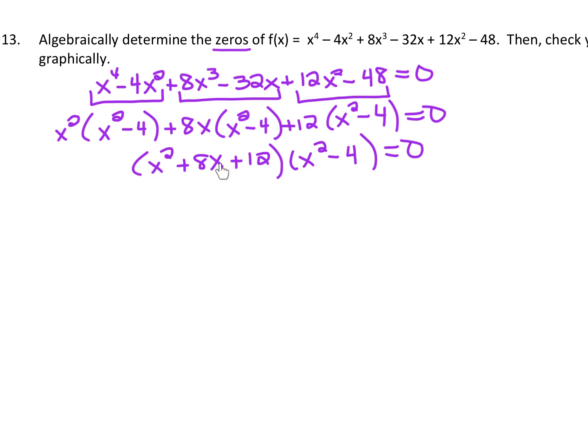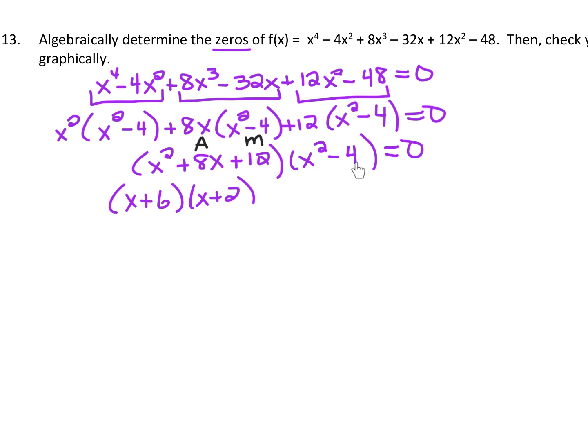Now, if we look in the first parenthesis, that's a trinomial. There's 3 terms. And since the leading coefficient's 1, it should be pretty straightforward. Okay, we don't have to do a rainbow. We just do the AM method. We need to come up with 2 numbers that add to 8 and multiply to 12. So 6 and 2, right? So we can factor this to x plus 6 and then x plus 2.